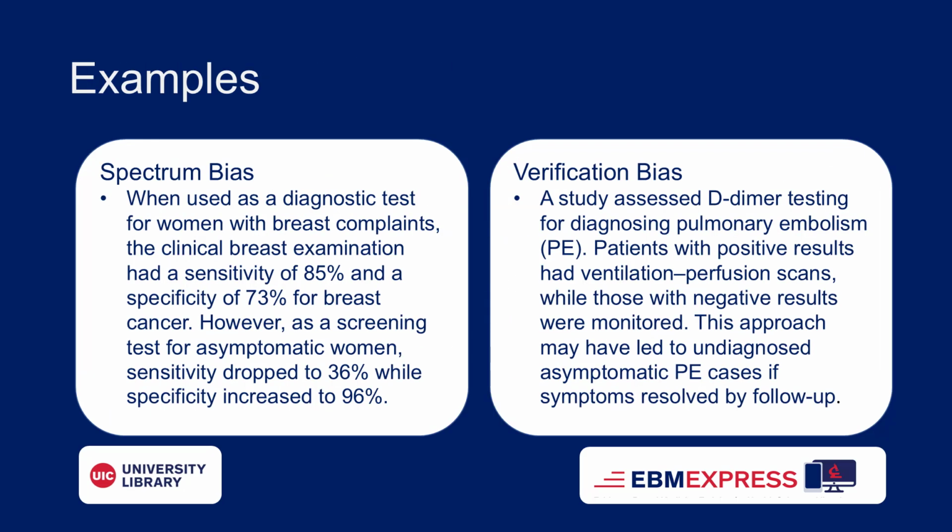An example of spectrum bias is when a clinical breast examination is used to diagnose women with breast cancer complaints. It correctly identifies breast cancer 85% of the time and gives a true negative result 73% of the time. However, when used as a screening test for women without symptoms, its ability to identify breast cancer drops to 36%. In comparison, its ability to correctly identify those without the disease increases to 96%.